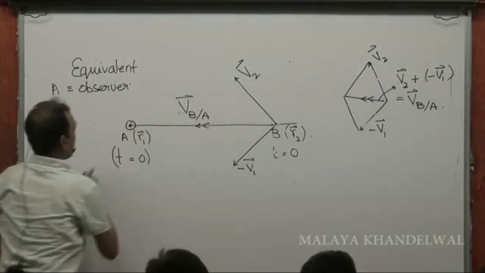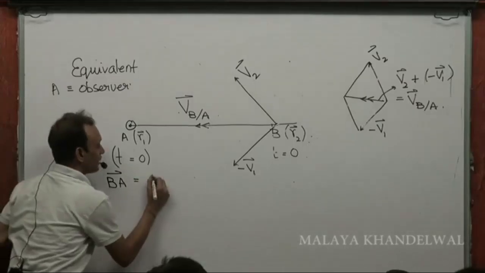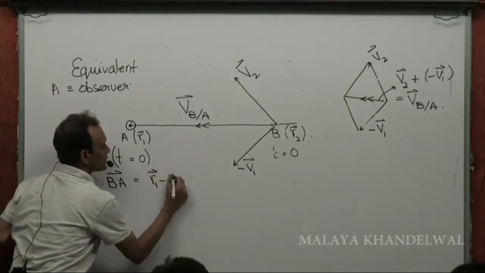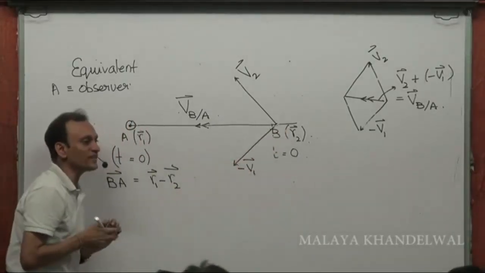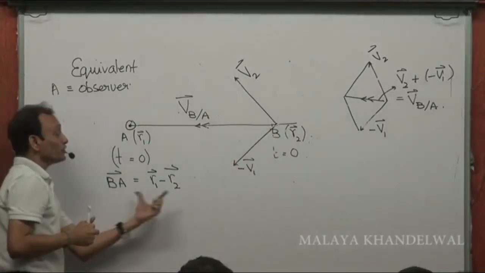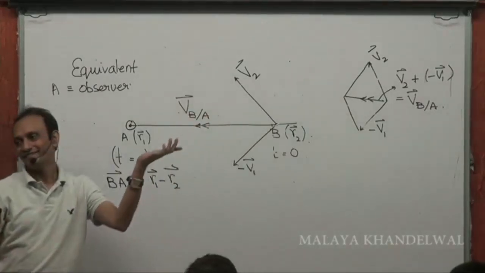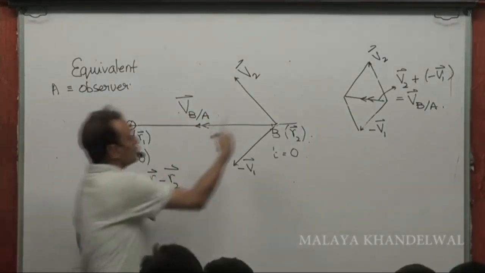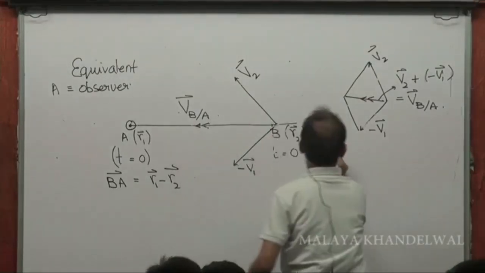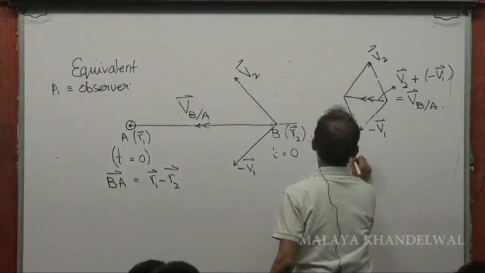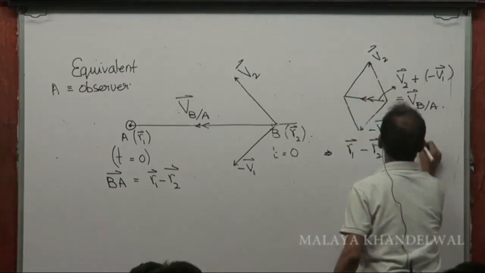What is this vector BA? This vector BA is actually final position minus initial position, final position vector minus initial position vector. That's R1 minus R2. Do you realize that R1 minus R2 must be parallel to VBA? R1 minus R2, this vector must be parallel to VBA, right? For them to collide. So R1 minus R2 must be parallel to VBA.